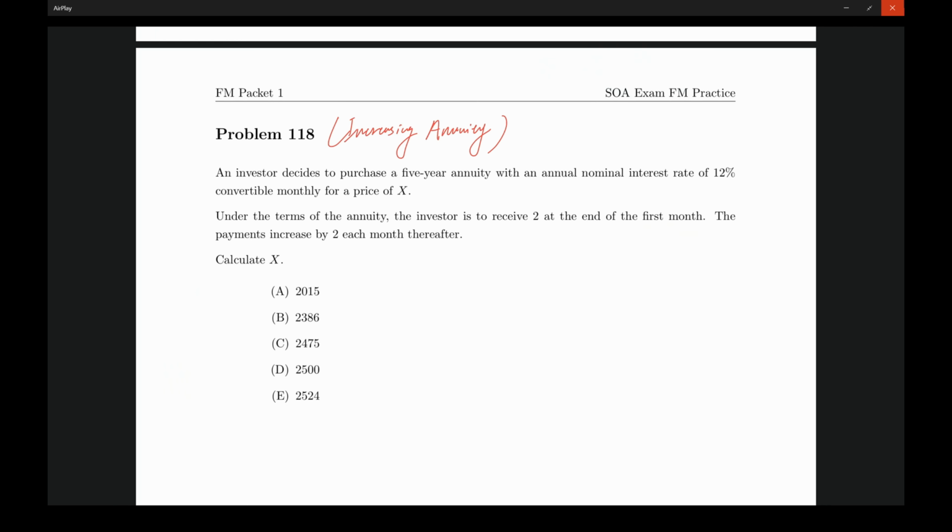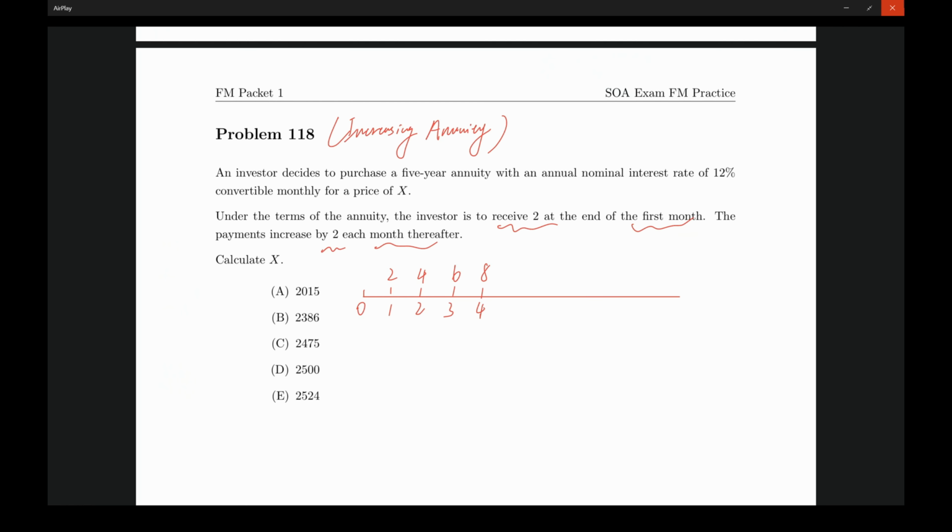Okay, so basically, the interesting thing is that the investor is going to receive 2 at the end of the first month, and right after that, each month thereafter, it's going to receive 2 more. So this is the first month, I'm going to receive 2. The second month, I will receive 4. The third month, I'll receive 6. And the fourth month, I'll receive 8.